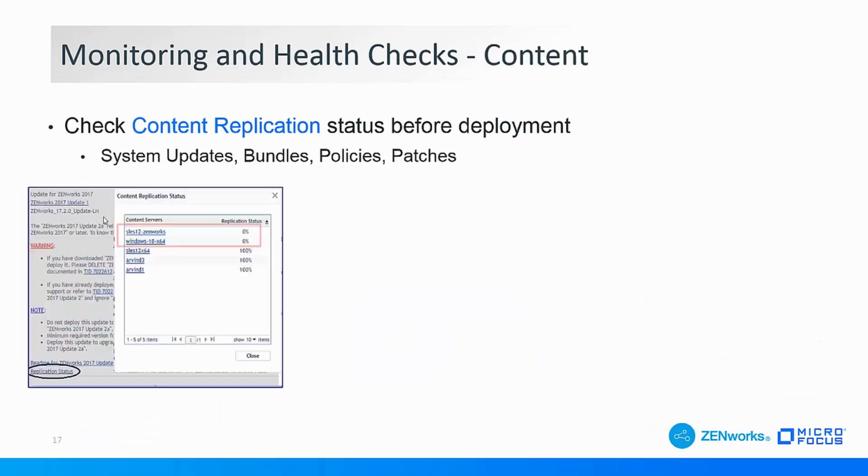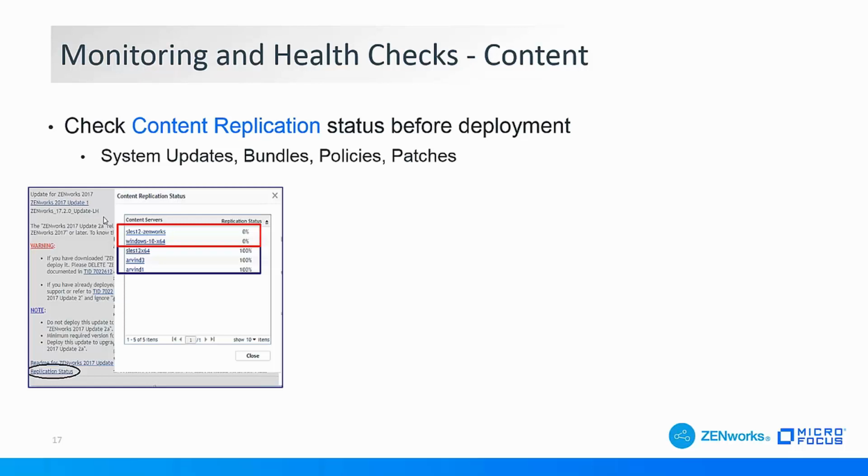Some of those areas when it comes to monitoring and health checks is monitoring the health of your content system. Now, different admins would be creating different content in a zone, and then it's important to check the content is actually syncing down to all your satellite servers and primary servers, if you have multiple servers in the zone. What content typically comprises is your system updates, your bundles, policies, and patches. All these are content that sits within the content repo.